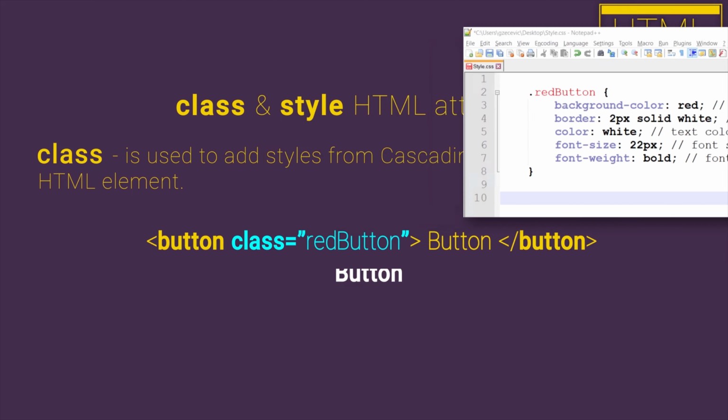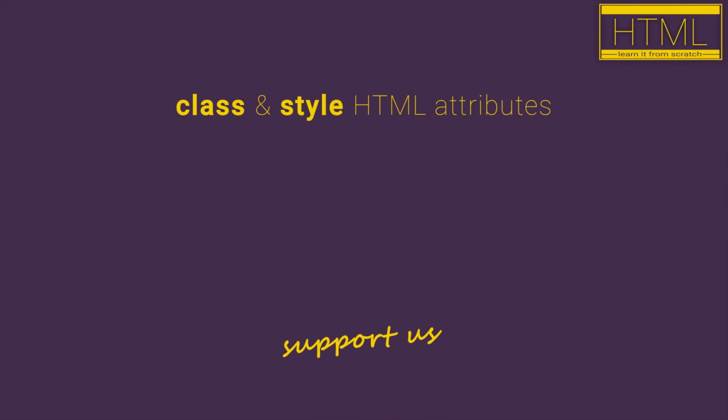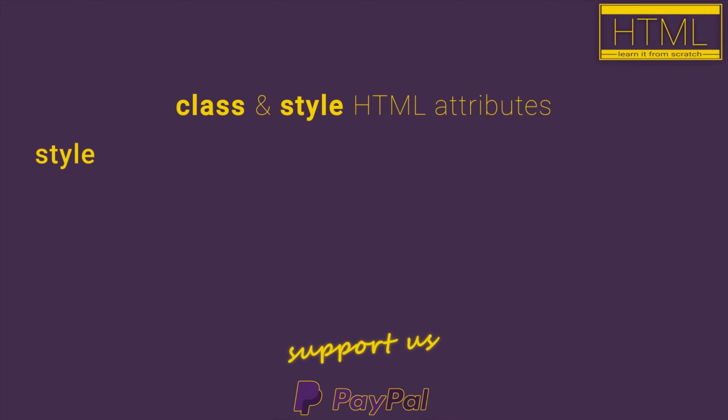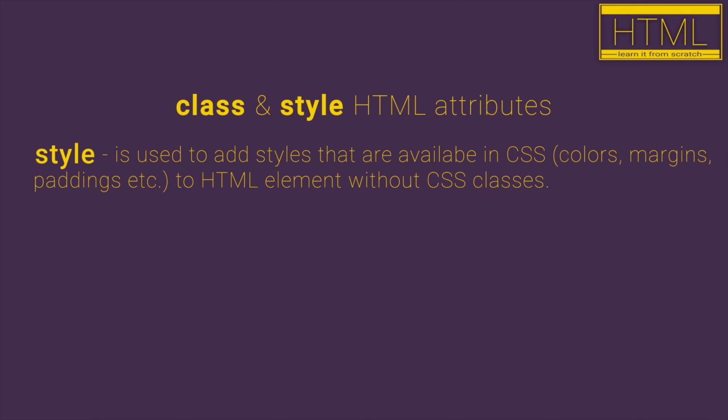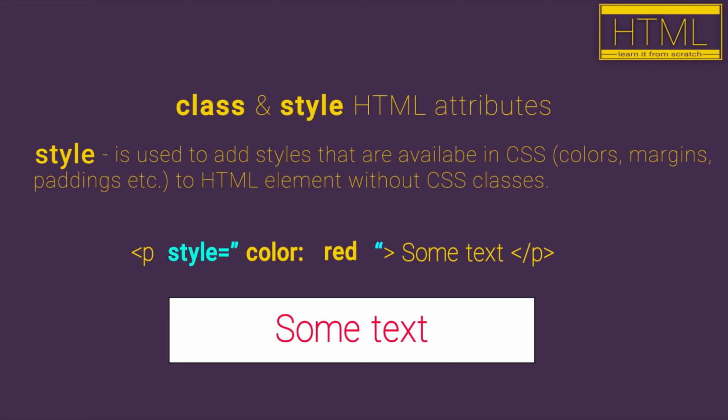Another way that we can change the appearance of our HTML elements is with the style HTML attribute. The style HTML attribute is used to add styles available in CSS without CSS classes. So in this example, we can change color. Text can be red or green, blue, etc.